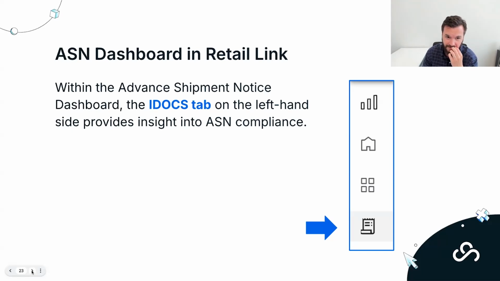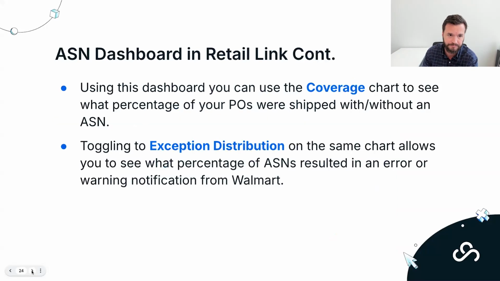Little trick. It's probably because I was trying to look for it in Retail Link and I couldn't find it because it was spelled out completely. But on the left-hand side, there is an iDocs tab, which we'll be diving into a little bit, that will help give a little bit more insight into that specific ASN compliance, specifically those 824s, how that's going wrong and all of that. So the ASN dashboard in Retail Link, you can use that.